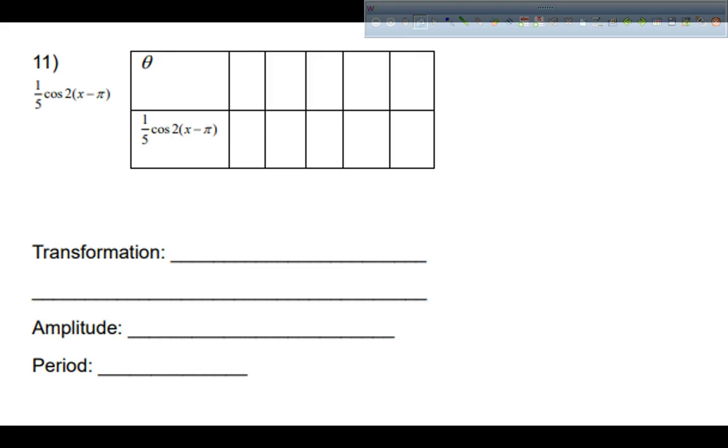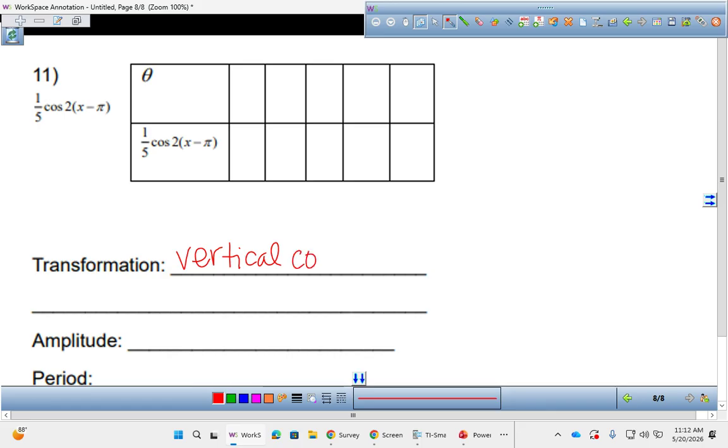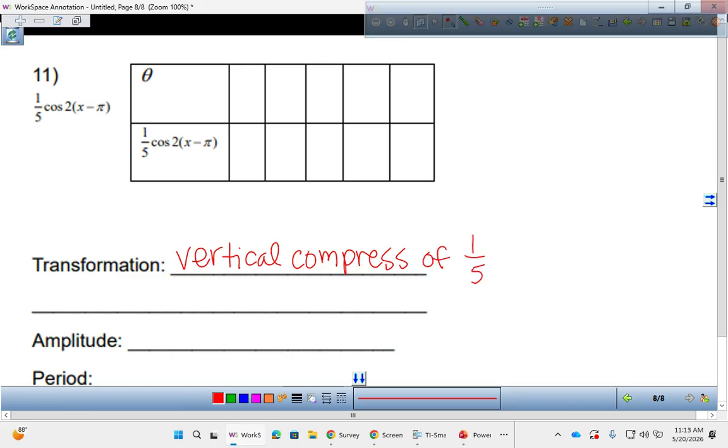So this particular example has got a vertical compress, because of that 1/5. It's gonna make it shorter. It's gonna take a height of 1 and shrink it to 1/5. So 1 to 0.2. Now it's a lot shorter.